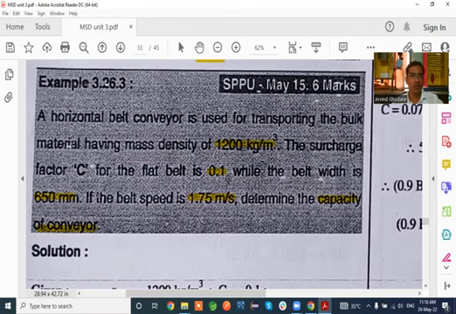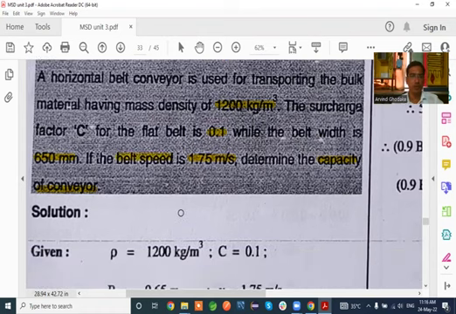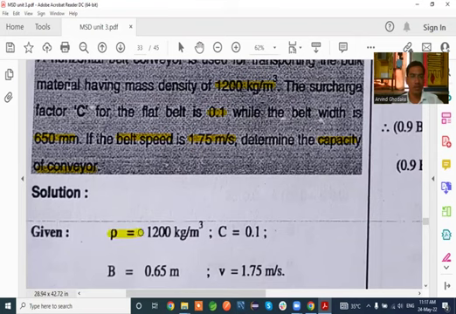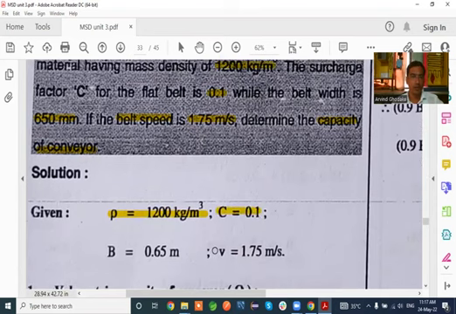So what are the different given parameters? First is the mass density, rho, given as 1200 kg per meter cube. Surcharge factor C is given as 0.1 and belt speed V is given as 1.75 meter per second. So simply we write again the given parameters: rho, density of the material, 1200 kg per meter cube. Surcharge factor C is equal to 0.1. Then belt width is given as 650 mm, so B is equal to 0.65 meter. Then belt speed is 1.75 meter per second.